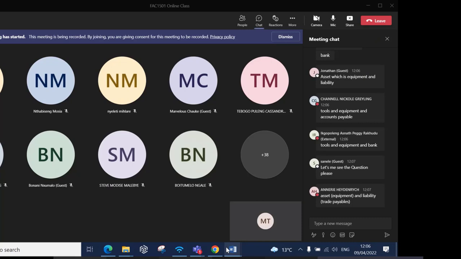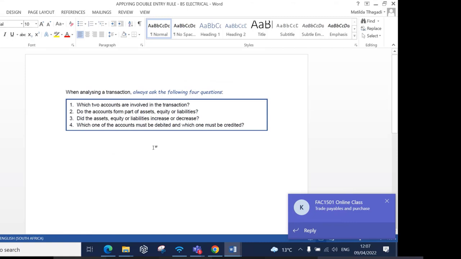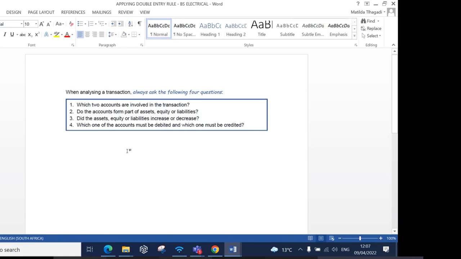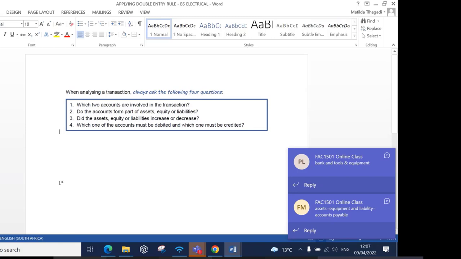So the question is on transaction number two, we're applying the double entry principle. So you always ask yourself these four questions. Let me share these four questions again, the ones I'm asking at the moment.